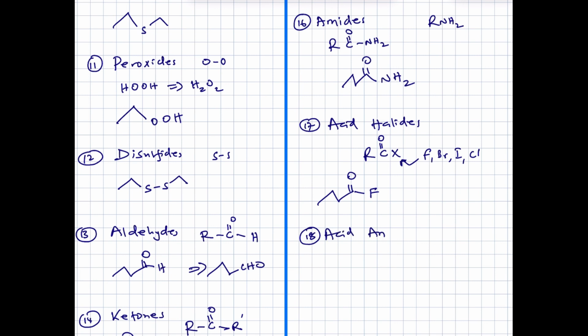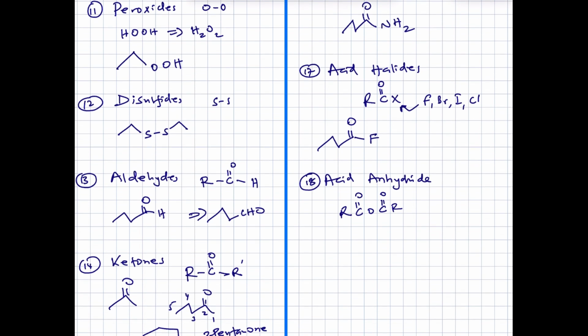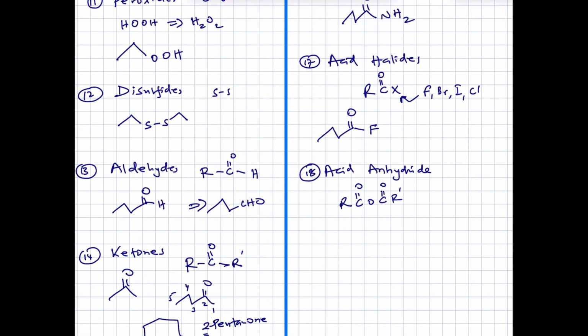Number 18, acid anhydride. This one contains an alkyl group, carbonyl, oxygen, and then another carbonyl, then an alkyl group. And these two alkyl groups do not have to be the same. So an example of that will be this compound here. And now you can see that you have the first alkyl group here and the second alkyl group there.